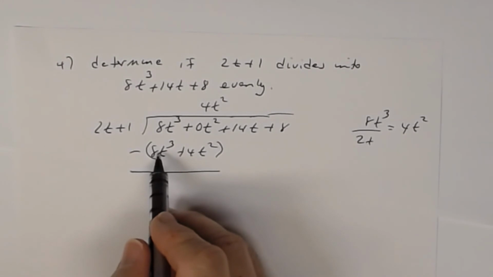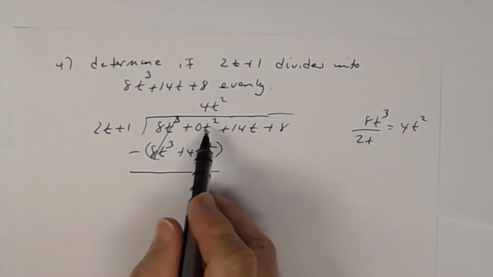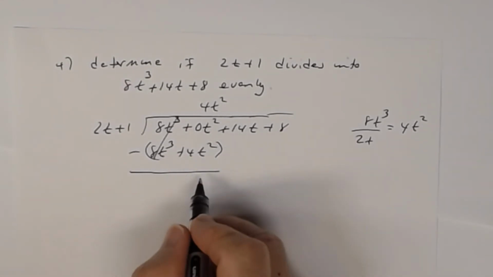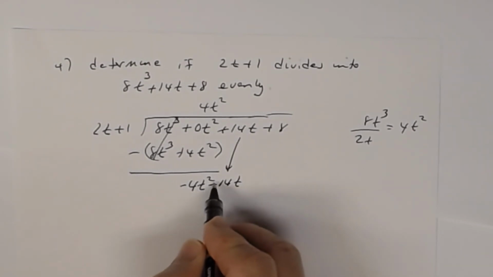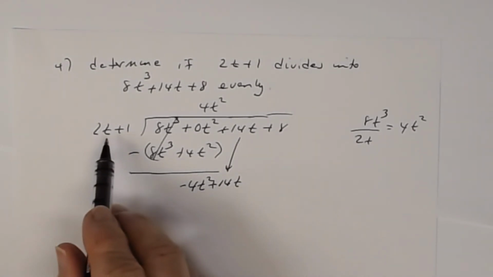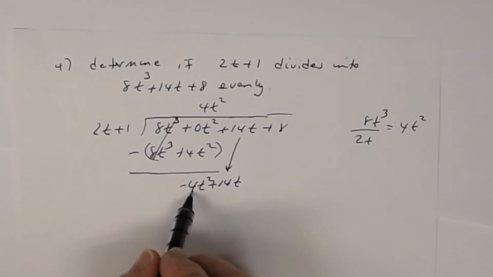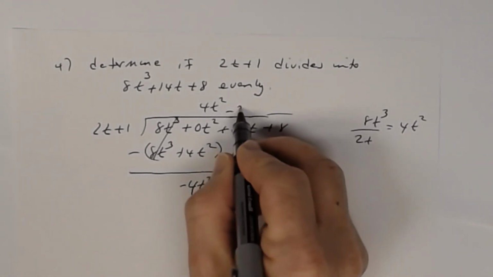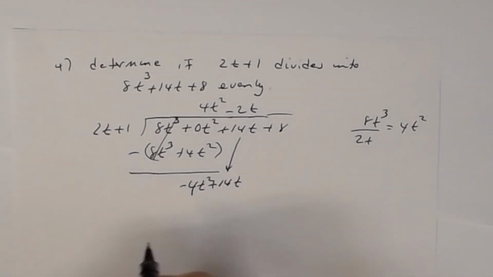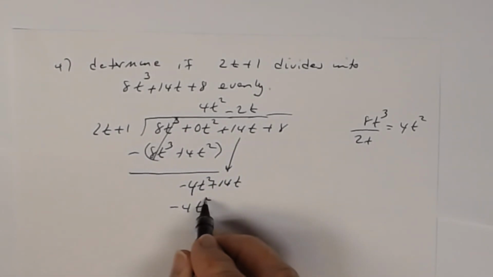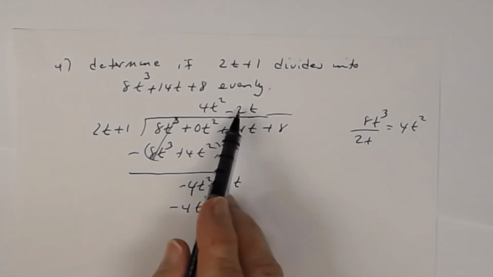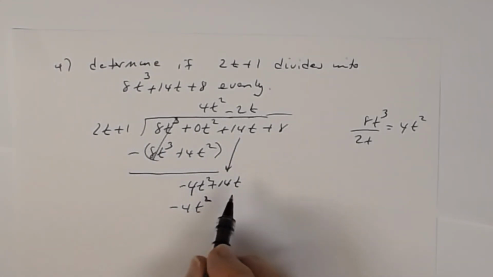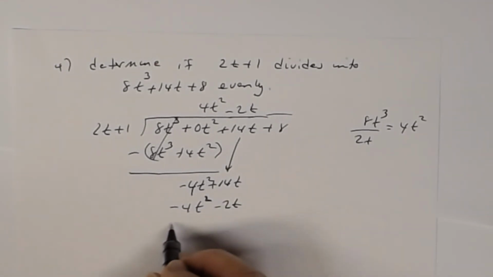8t cubed minus 8t cubed, that's 0. 0t squared minus 4t squared is a negative 4t squared. Then you bring down the next term, and you do the division all over again. 2t into negative 4t squared is a negative 2t. Negative 2t times 2t is a negative 4t squared. So if we're doing this correctly, whatever you put here, you multiply by the first term here, it had better be the same as this right here, and it is, because those have to cancel out. A negative 2t times 1 is a negative 2t. Okay, and then you subtract.